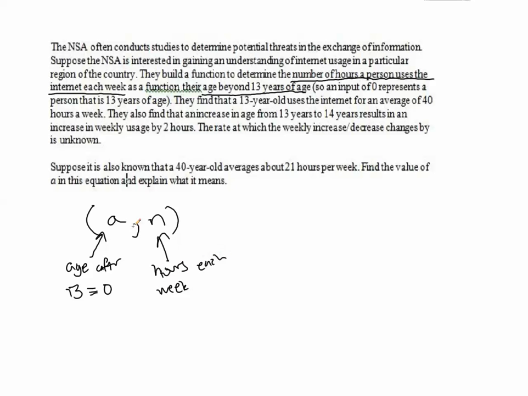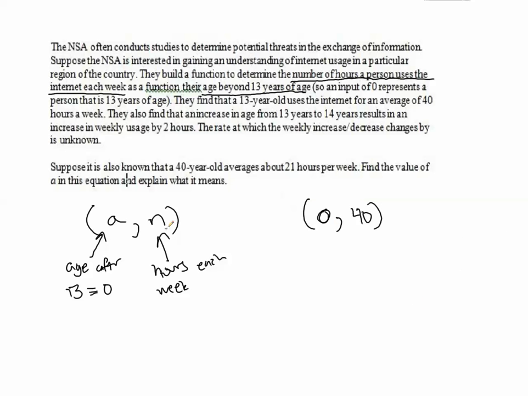Hours each week. And so what we can gain from that now is we know what we're going to be comparing. So we're given some information. We're told that they find that a 13-year-old uses the internet for an average of 40 hours a week. So what do we know so far? Well, we know that a 13-year-old, someone who corresponds to A equals 0, uses the internet for about 40 hours a week. So we have a vertical intercept, in other words.